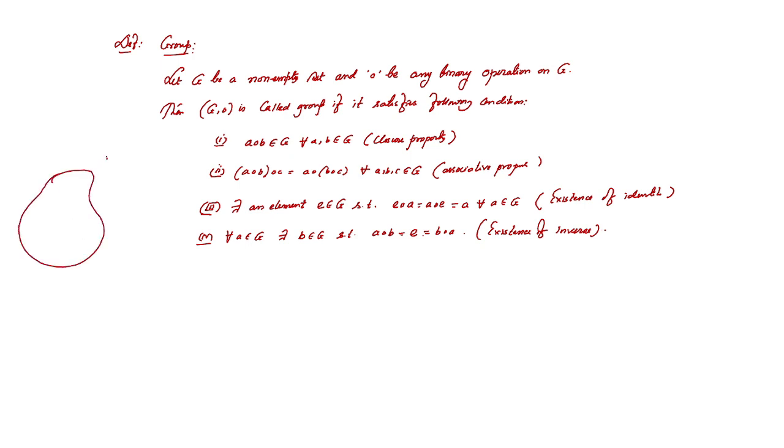So we have taken a non-empty set G. G is non-empty. Along with the operation not, that algebraic structure forms a group if it satisfies the following conditions: closure, associative, existence of identity, and existence of inverse. So note, if it satisfies all the properties, then we say G with this operation not is called a group.